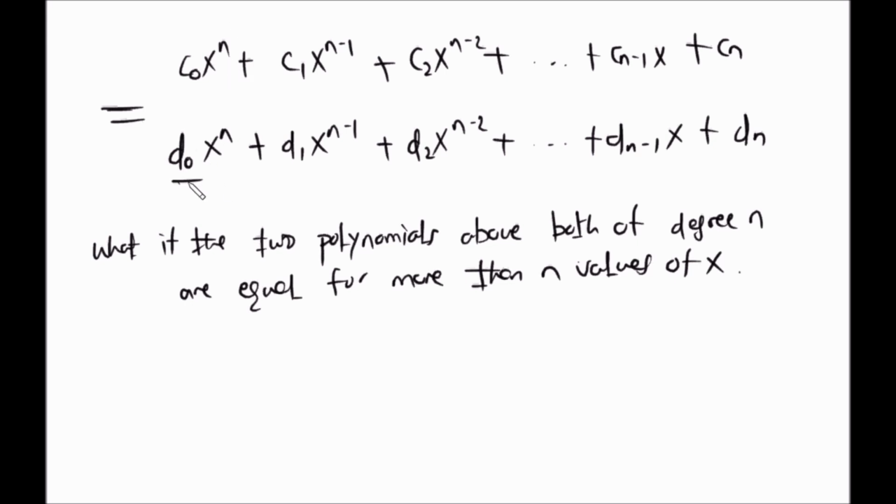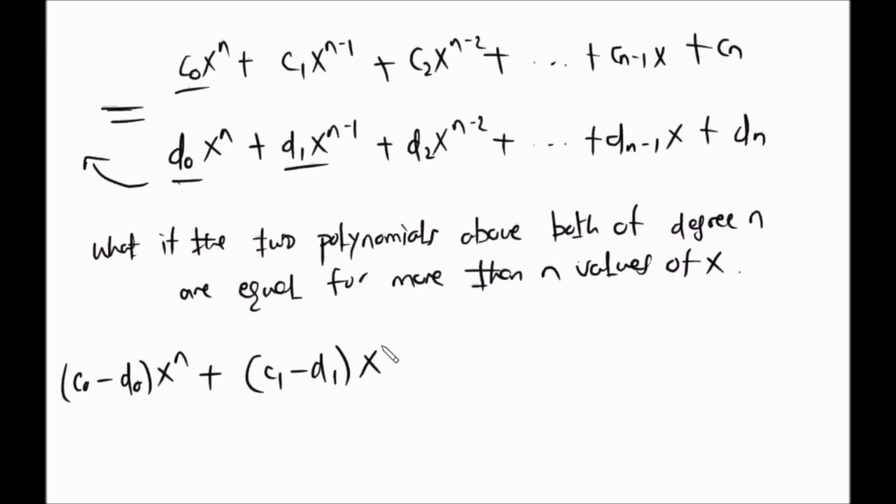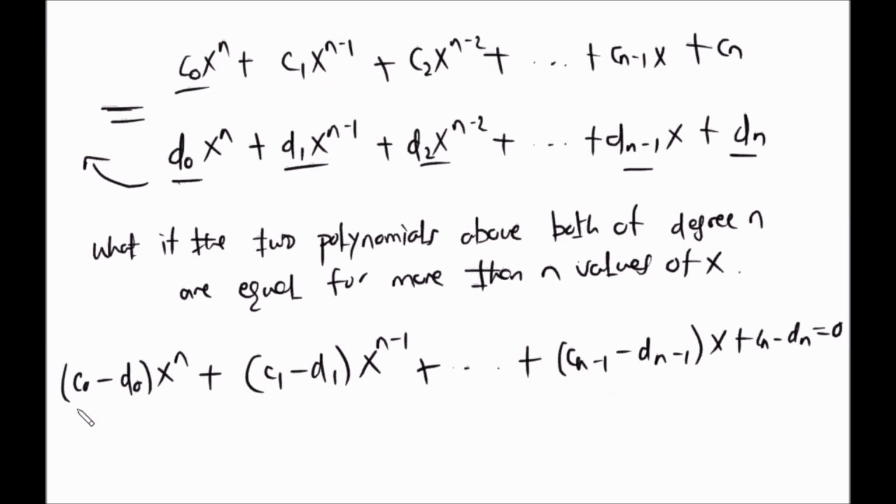So hii hapa sasa tuilete upande wa huku. So hapa tutakuwa tuna c0 minus d0 kwa sababu itakuwa ni huyu toa huyu. Afu nje x power n jumlisha na huyu naye tunamleta huku. Kwa hiyo itakuwa ni c1 minus d1 x power n minus 1 na huyu naye tutamleta huku. So na kuendelea mpaka cn minus 1 toa dn minus 1 x jumlisha cn toa dn sasa na 0. So baada ya kuzileta zote upande wa huku nimetengeneza hii polynomial hapa. Sasa kwa sababu hii iko sawa, tumesema these two polynomials are equal for more than n values of x. Maanake hii polynomial mpya sasa is equal to 0 for more than n values of x.